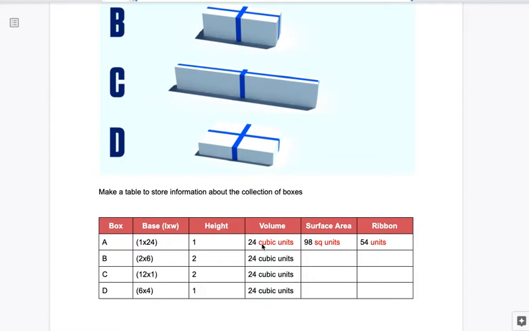And notice what's highlighted in red here. The volume is cubic units, right? This is space. Surface area is square units, and this is flat space, like a floor, or like a box, like paper. And the ribbon is linear units. So we have three different dimensional measurements.